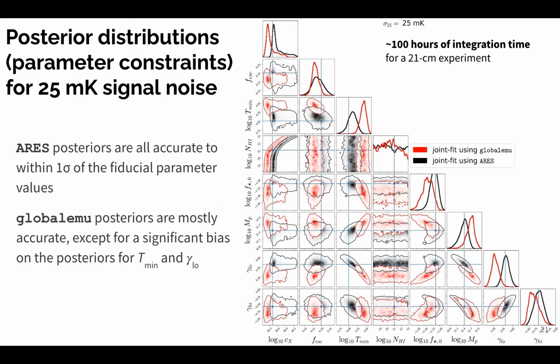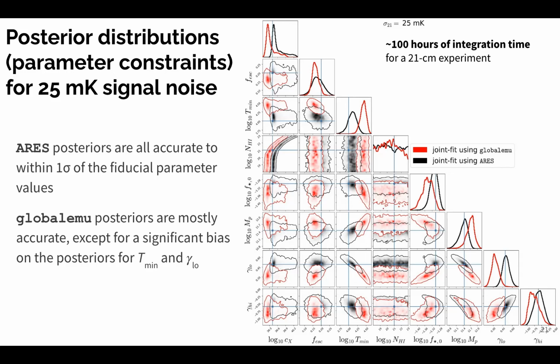However, there are some important differences, which is one of the main results of this paper. But we see, first of all, is that Aries is recovering the fiducial values. Those are the blue vertical and horizontal lines, the fiducial parameter values that were used to generate the mock data that we're fitting. And so we want to recover those fiducial parameter values in this analysis.